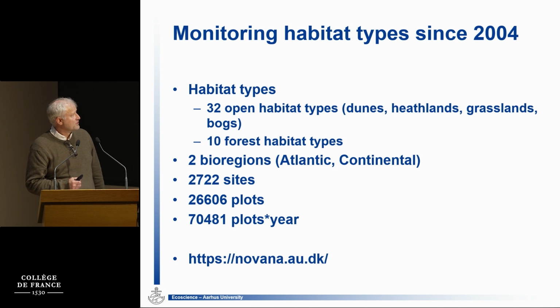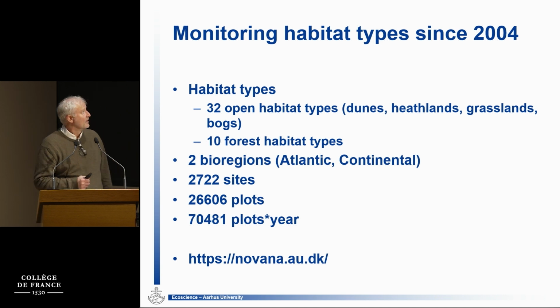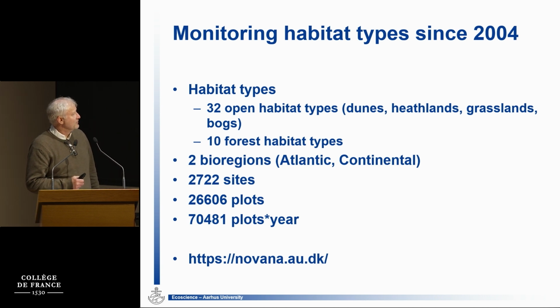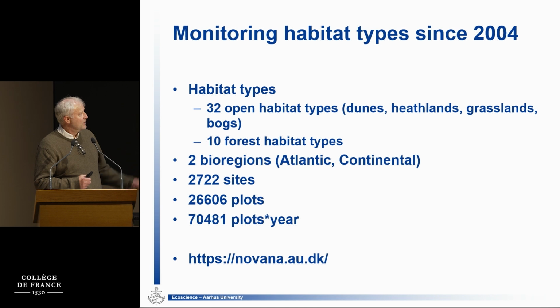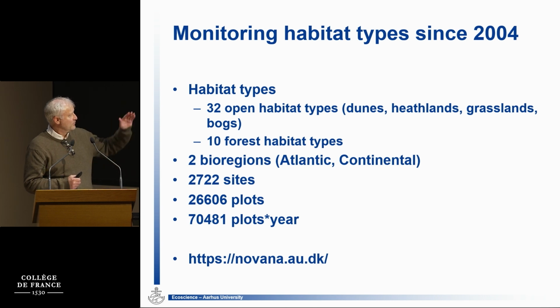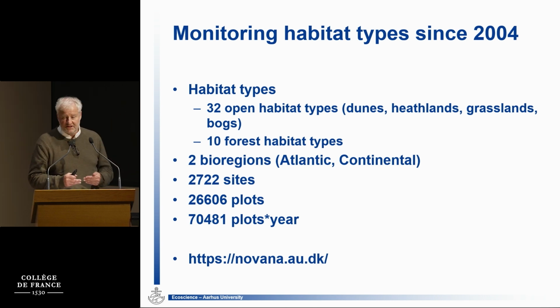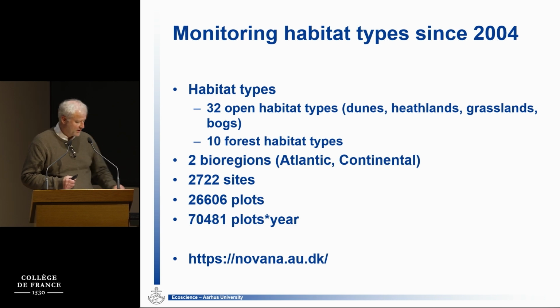Denmark is covered by 2 bioregions, the Atlantic and the Continental. This is reflected in the reporting to the EU. There were 2,722 sites, and within these sites there were these plots, and then these plots were revisited. So we now have approximately 70,000 plots times a year. Many of the results can be looked at on this homepage.